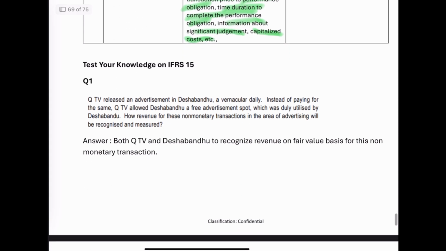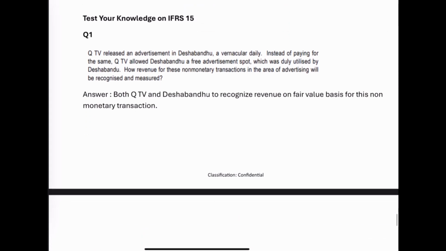Okay, then we'll go through a few examples which will help you to remember the concepts specified under Ind AS 115. You can read this first question. Here QTV released an advertisement in Desha Bandhu, a vernacular daily newspaper. Instead of paying for the same, QTV allowed Desha Bandhu a free advertisement spot, which was duly utilized by Desha Bandhu. So how is revenue recognized for these non-monetary transactions?